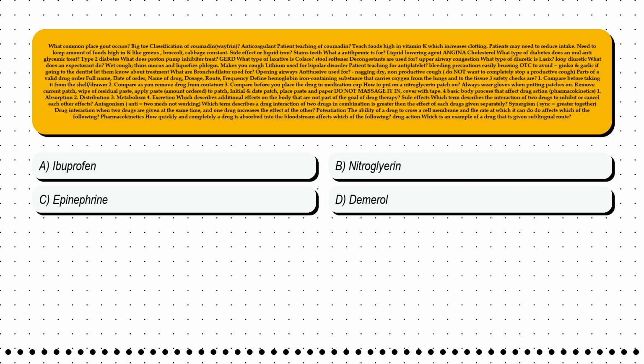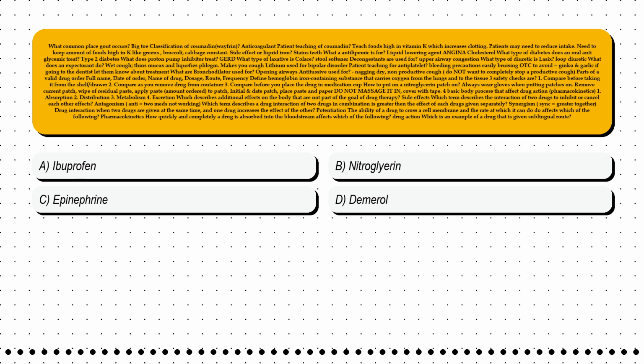How to put on a nitroglycerin patch. Always wear gloves when putting patches on. Remove the current patch, wipe off residual paste, apply the amount of paste ordered to the patch paper, initial and date the patch, and place the paste and paper. Do not massage it in. Cover with tape.